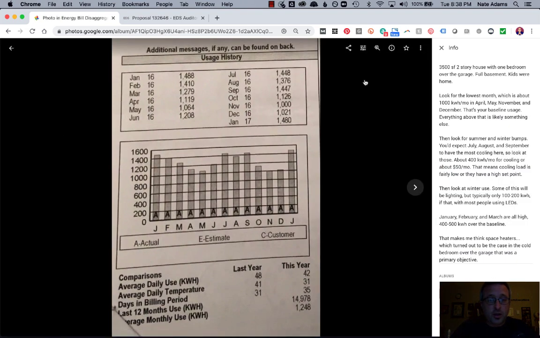So this is a 3,500 square foot house. It's 2 stories. The tricky part of this one was it has a large bedroom, like a 20 by 20 bedroom, over the garage, which is 20 by 20, give or take. And then it also has a full basement, and they had a decent sized heated space down there as well. They have a bunch of kids, 4 kids, and for this one, most of them were home. So again, understanding the occupancy and so forth is important.